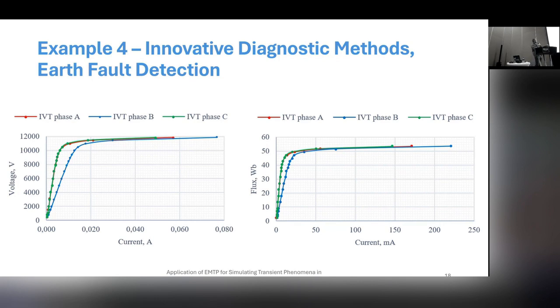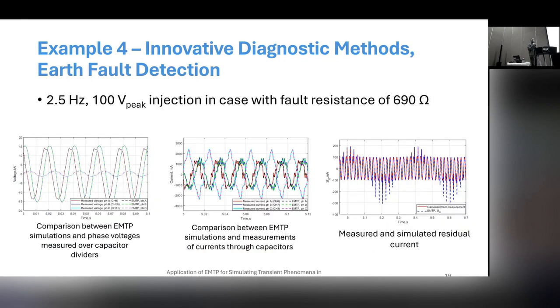So in one phase we have a different nonlinear behavior compared to the two other phases, which is a more realistic case, I would say. In EMTP, we use the measured current-voltage characteristics, and we calculate them to flux-current. Basically, then we can model the nonlinear inductance and perform simulations. Here you can see the comparison between measurements and simulations, which overlap.